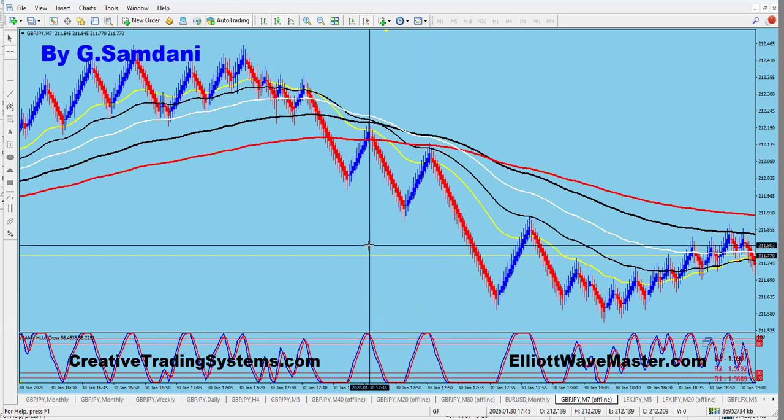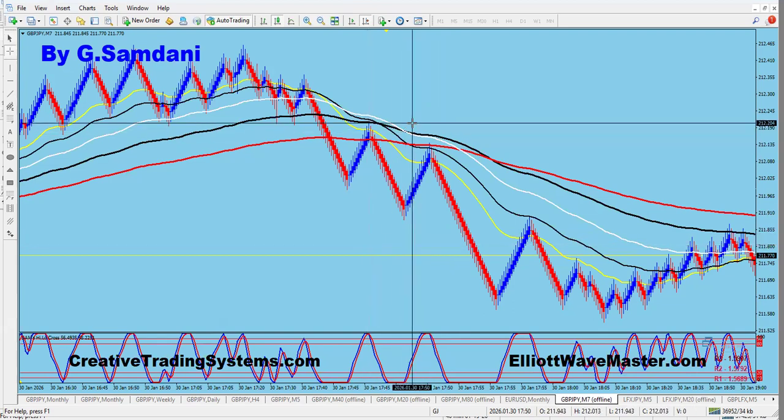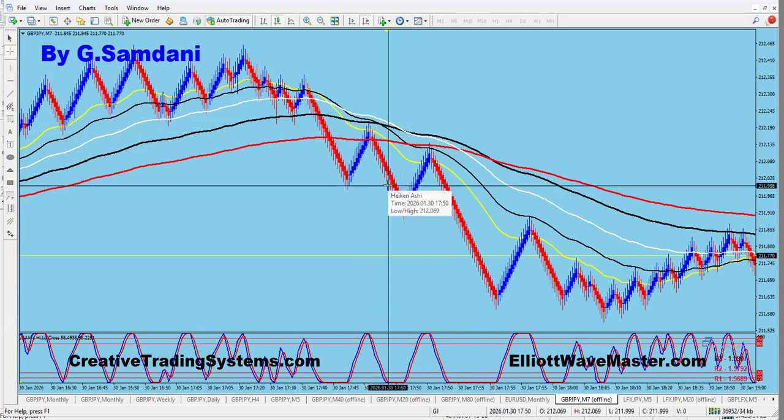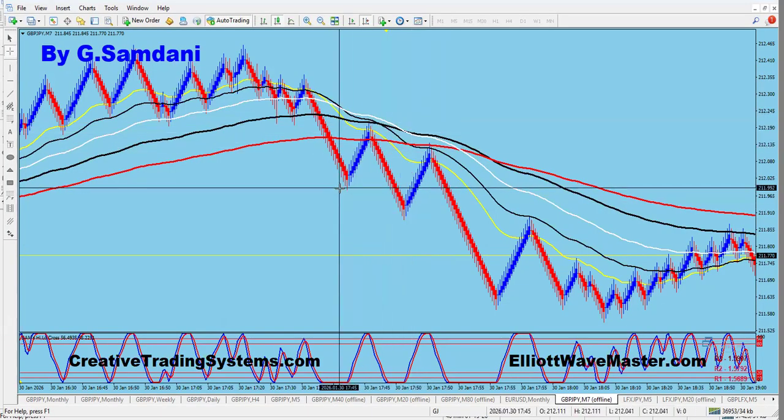For example, this is the high, right? After that, price drops. This is the low, right? Understand that. I'm not talking about the wave. I'm not talking about the EMAs. I'm talking about the price making a high or low point. This is the low and this is the high. Got it? This is the exact low. This is the exact high.